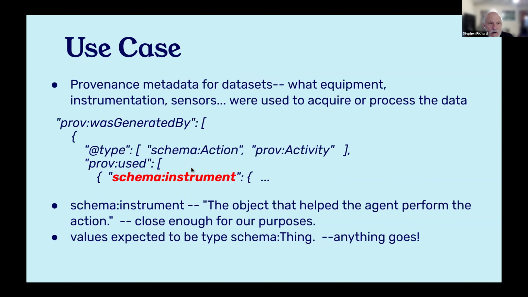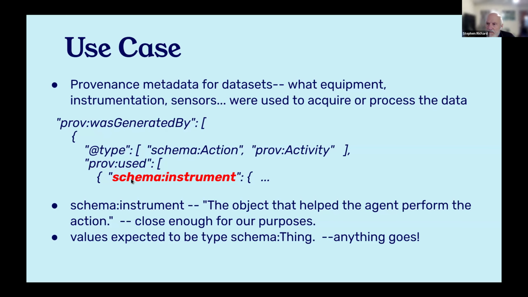So as far as describing instruments, what's our use case? Well, this is fitting in the provenance metadata for data sets, and we want to be able to specify what equipment, instrumentation, or sensors, things like that were used to acquire or process the data that's described in a data set. And we're plugging into schema.org using a prov property. This is a probably debatable point, but we're using prov was generated by, and then typing the data type with schema action and prov activity.